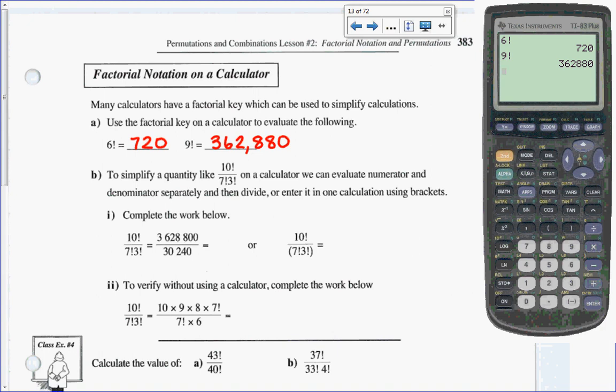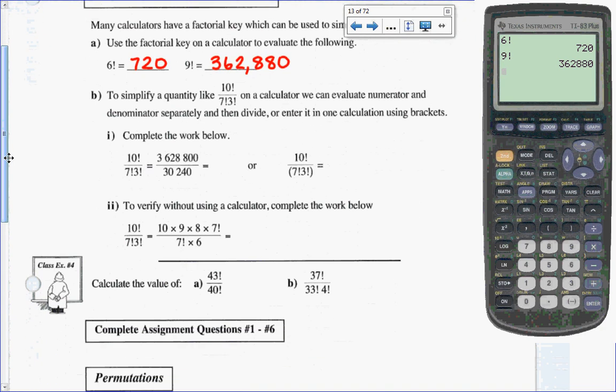Now, to simplify a quotient like 10 factorial over 7 factorial times 3 factorial on a calculator, we can evaluate the numerator and the denominator separately and then divide, or it is possible to enter the whole thing into your calculator as long as you use brackets. In this case, they figured out what 10 factorial is, then 7 factorial, and separately 3 factorial, and multiplied them together to get the denominator of 30,240. When you divide that, you get 120.